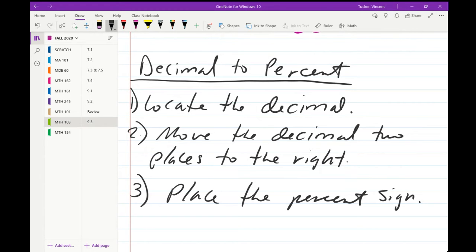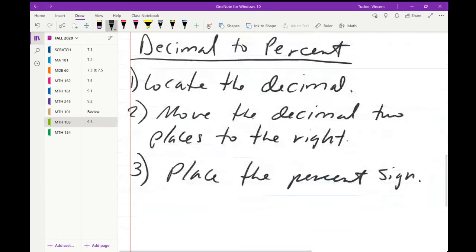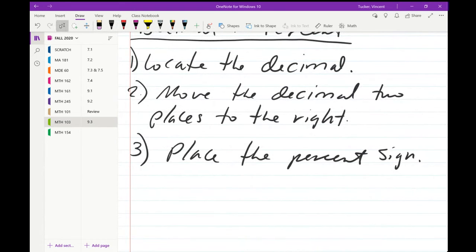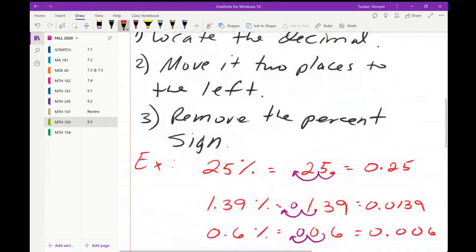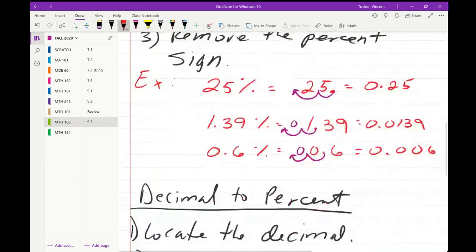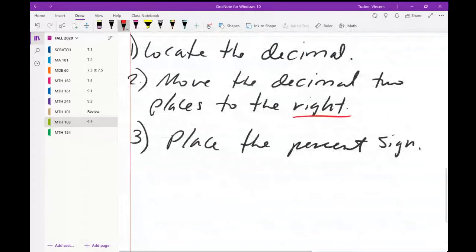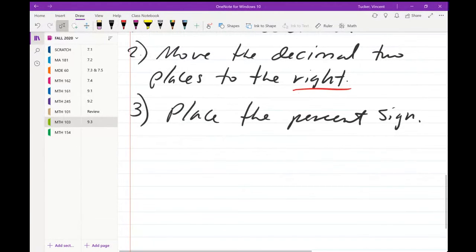All right, so decimal to percent, we're going to locate our decimal. This time we're going to move the decimal 2 places to the right. Now, if you go back, last time we moved it 2 places to the left. This time we're moving it 2 places to the right. And we're going to place our percent sign.